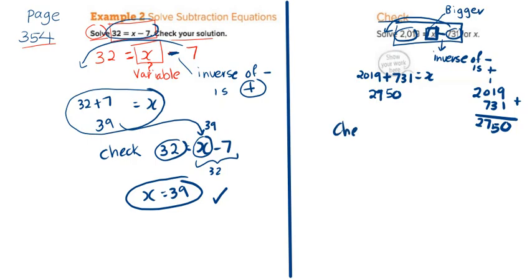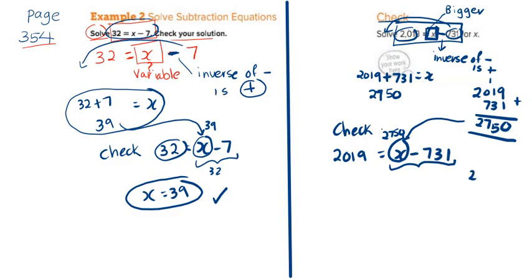Now we're going to check, is this answer correct? So we're going to write our question out again. 2019 equals x minus 731, and we're now going to test, does this answer that we just calculated for x work? So we're going to try out 2750. If we minus 731, it's supposed to equal 2019. If it does, that means it is correct.